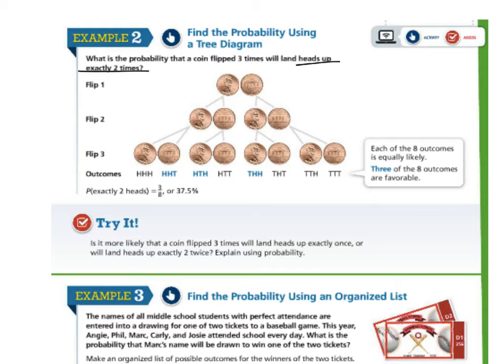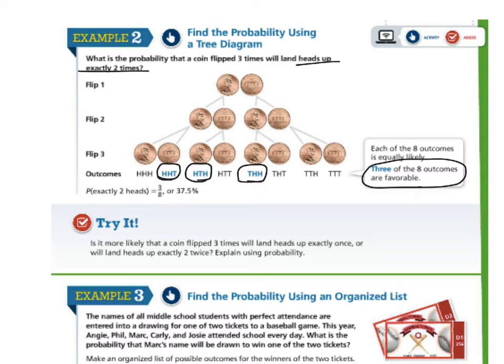Remember that when you flip that coin once, twice, 3 times, and each outcome that's possible is 2 for each flip, you have a total of 8 possible outcomes. 3 of these outcomes are favorable, meaning they match the description of what we want to have happen, and that is exactly 2 heads out of the 3 flips. So a probability of 3 out of 8 is the same as 37.5%.